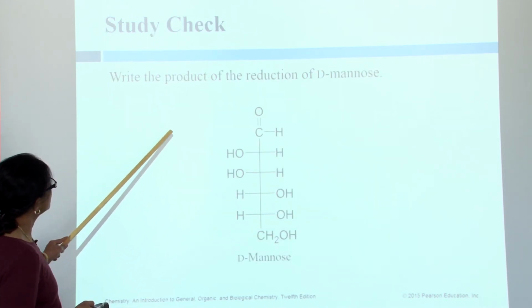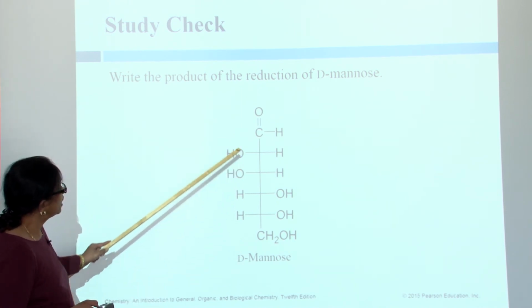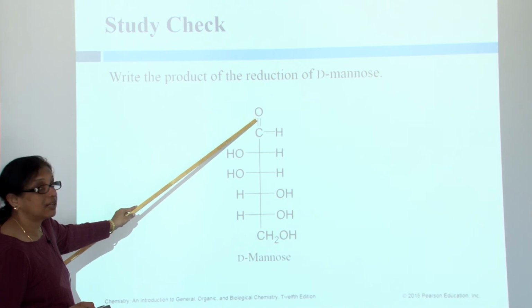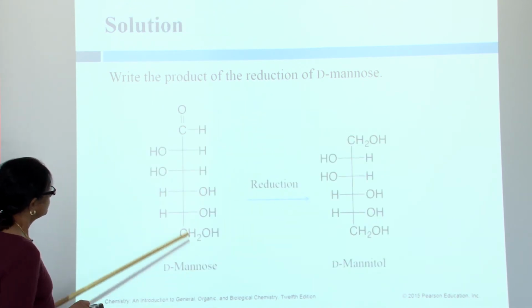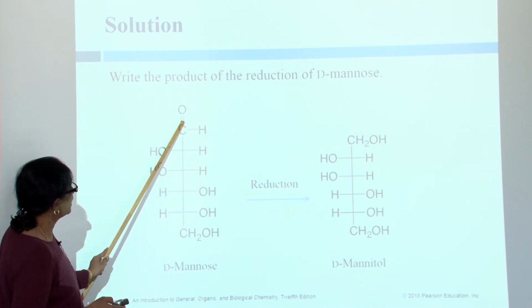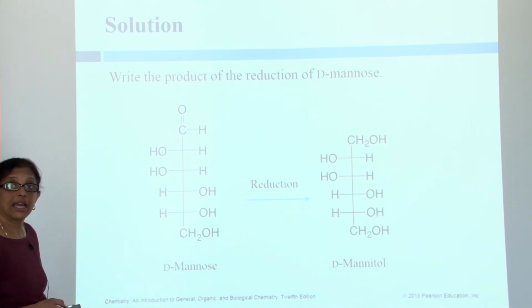Write the product of the reduction of D-mannose. So this is our aldehyde. We have to add a hydrogen, giving mannitol. So we are adding hydrogen, D-mannitol, reduction, addition of hydrogen.